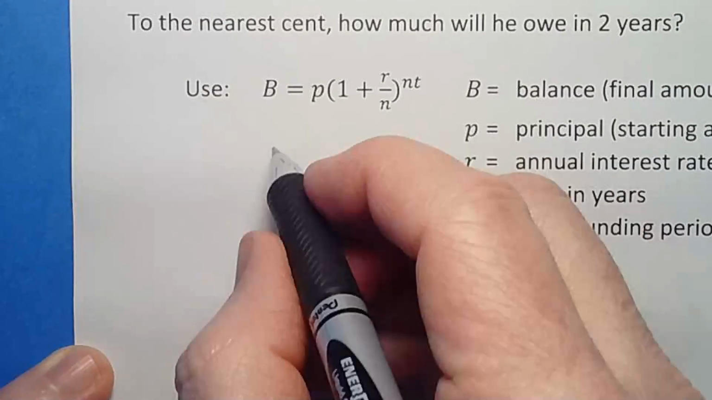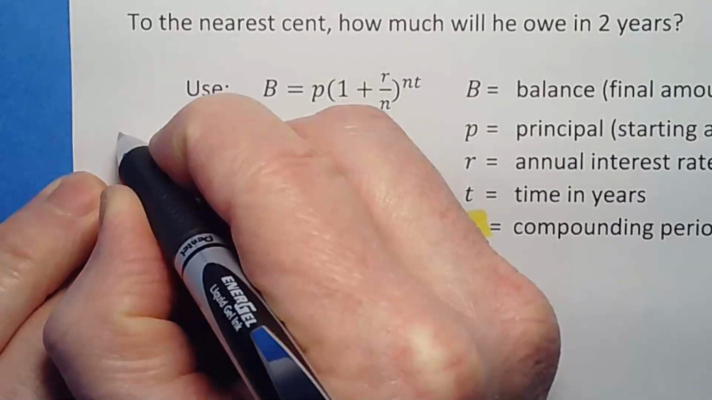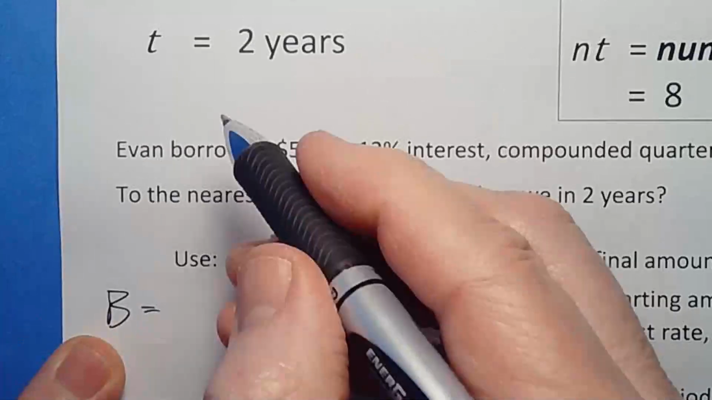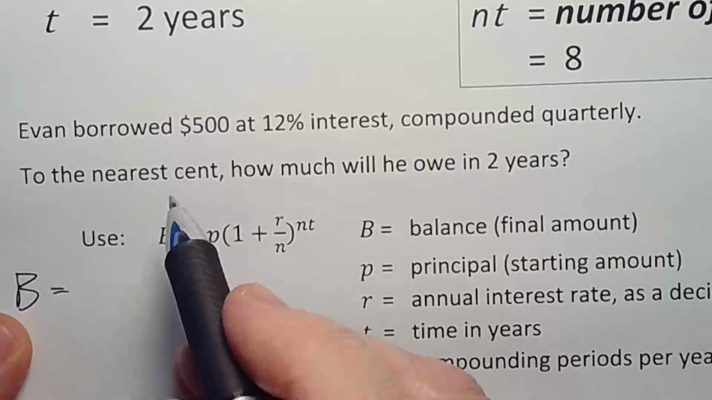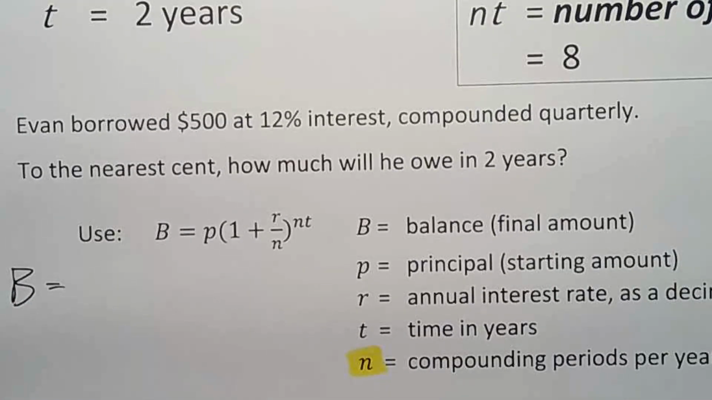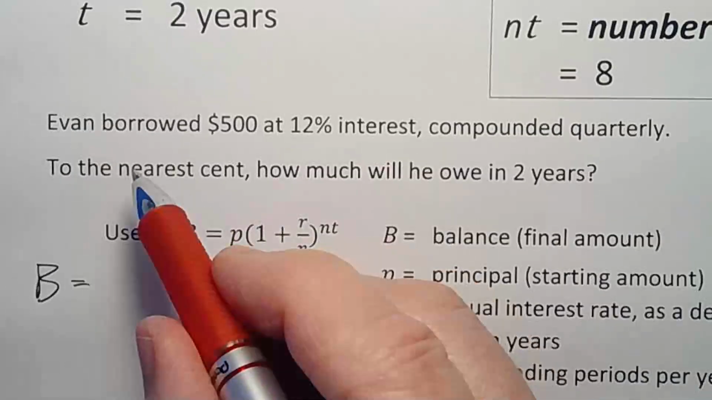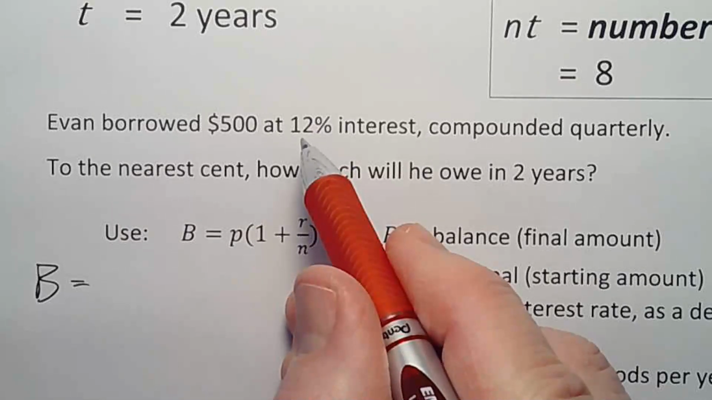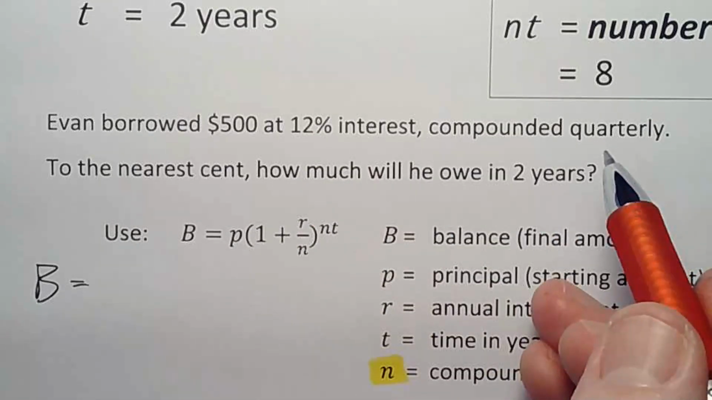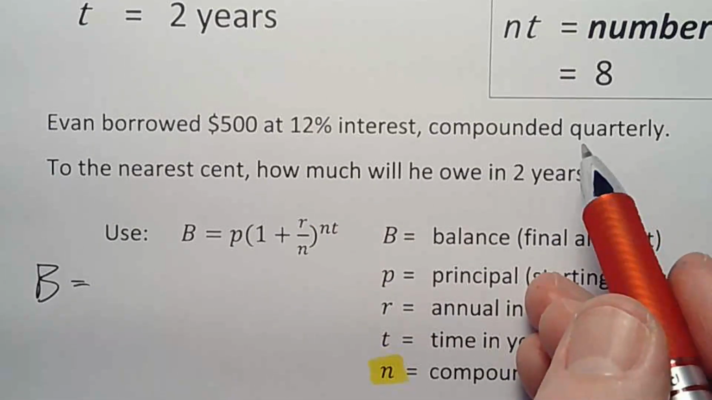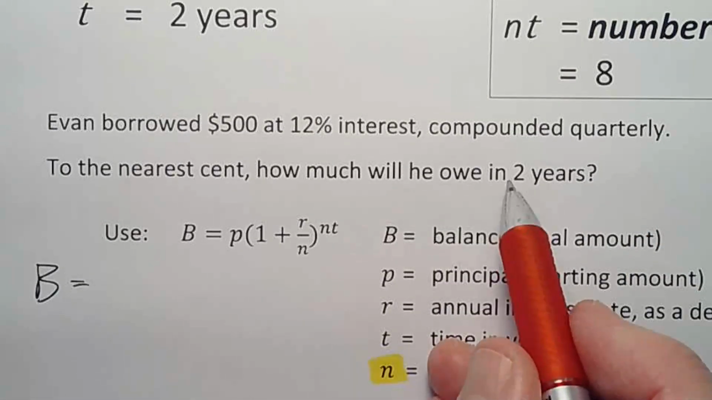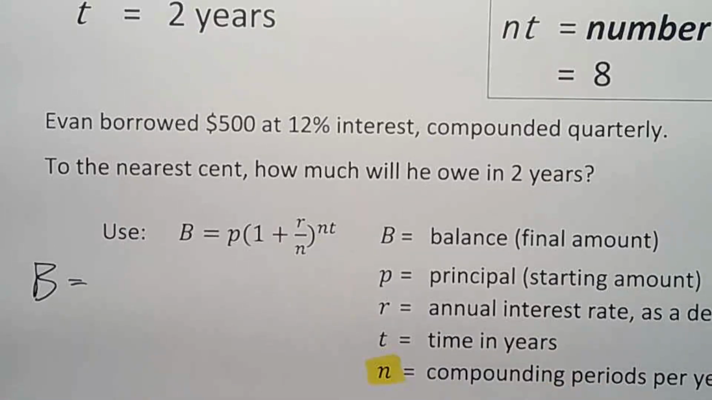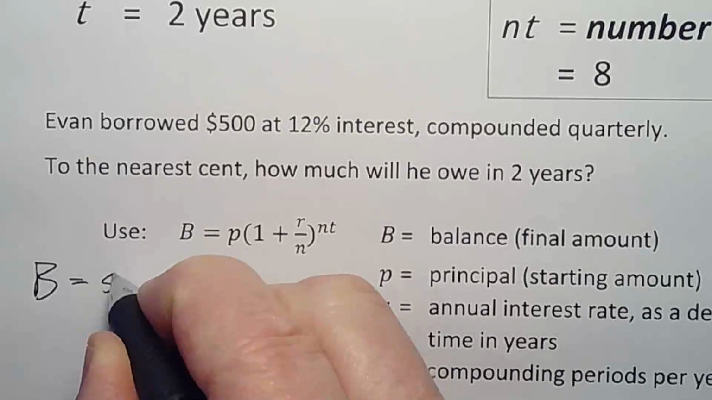What I'll do is, B equals, now again, principal is the same. We're still starting with $500. Oh, and just to clarify, this is how it would have been worded. So our friend Evan here borrowed $500 at 12% interest, compounded quarterly. That's how it would have been worded. To the nearest cent, how much does he owe in 2 years? Okay, so we start here with $500.